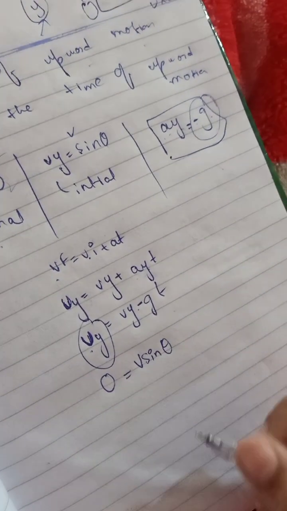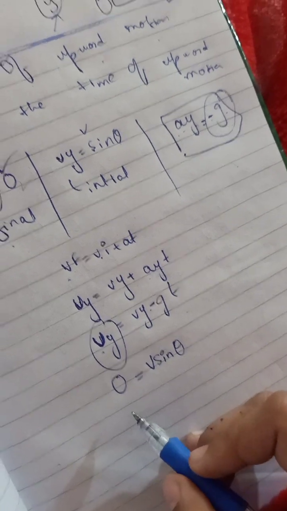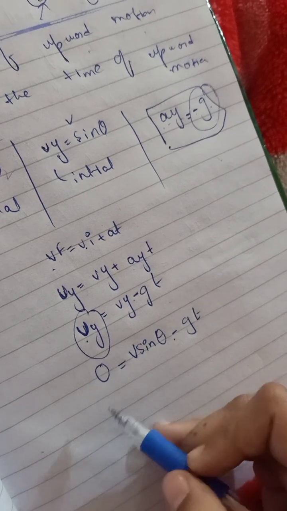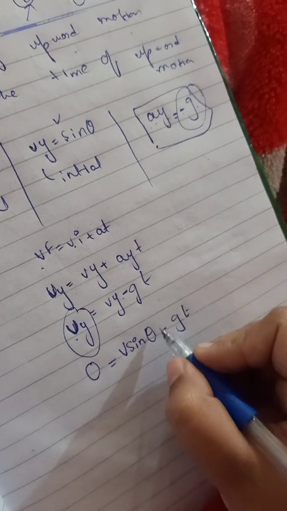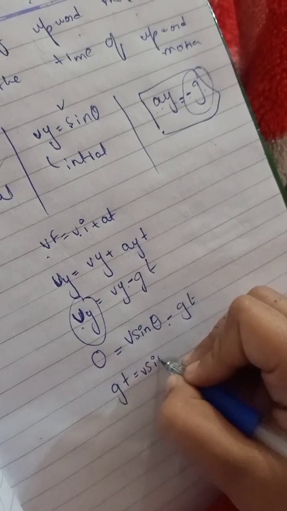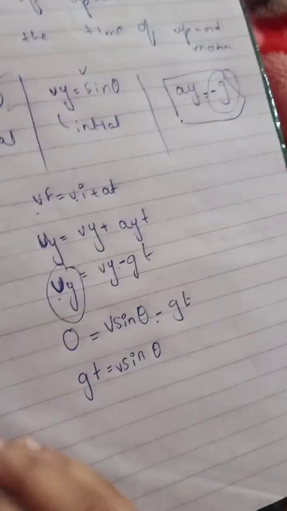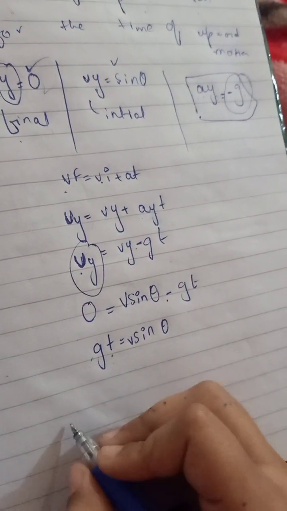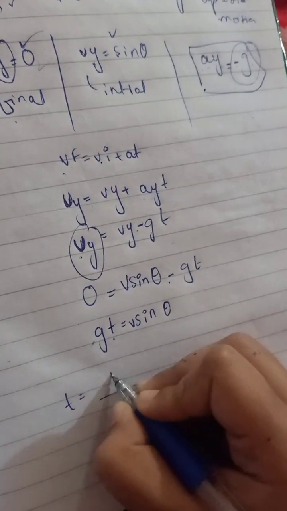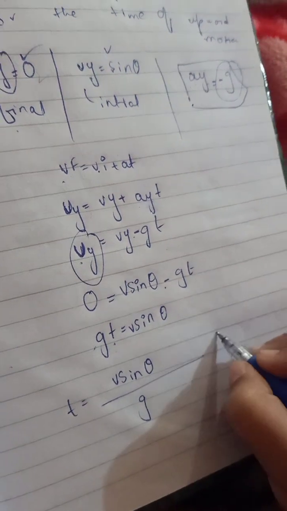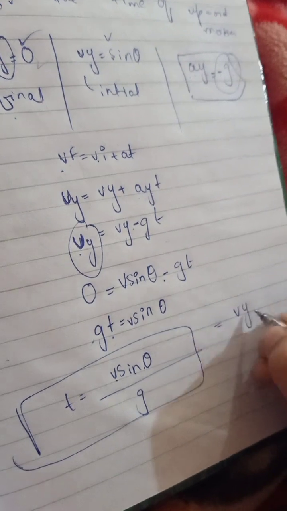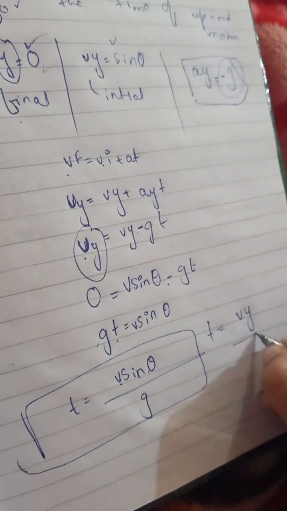So 0 is equal to u sine theta minus g t. The negative term moves to the other side and becomes positive, so g t is equal to u sine theta. We have to find the time, so g is multiplying and it moves to the denominator: t is equal to u sine theta upon g. Or, as u sine theta is equal to u_y, you can also write t is equal to u_y upon g.